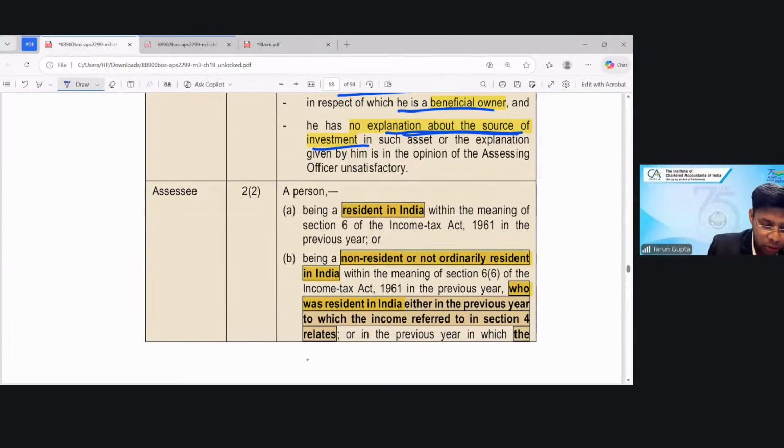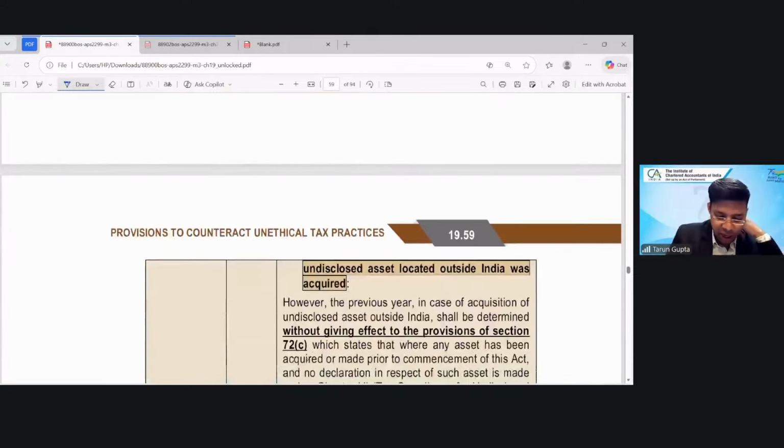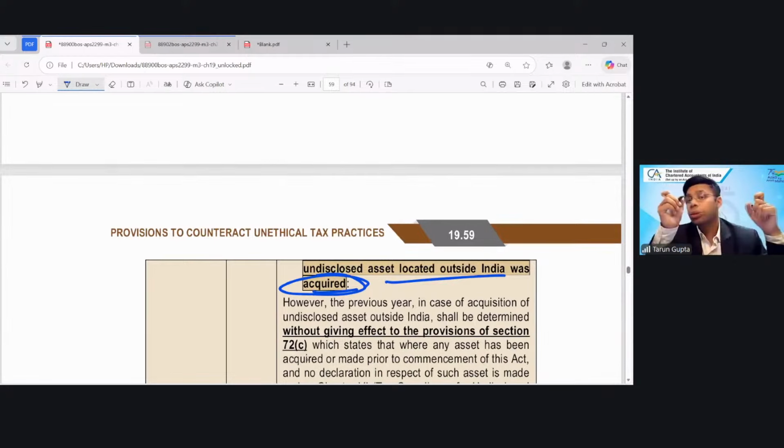So assessee means a person who is resident in India, or who, being a non-resident or RNOR, was resident either in the previous year to which the income relates, or in the previous year in which the undisclosed asset located outside India was acquired. And here the word acquired means the actual acquisition.